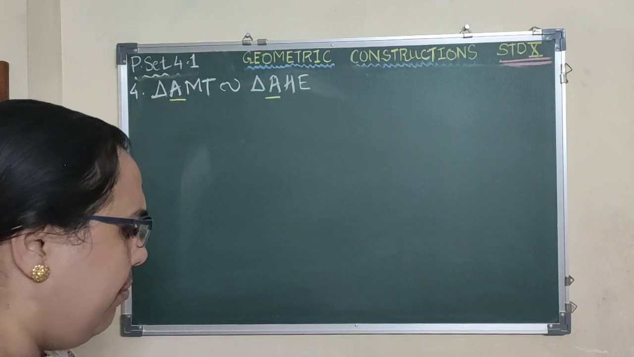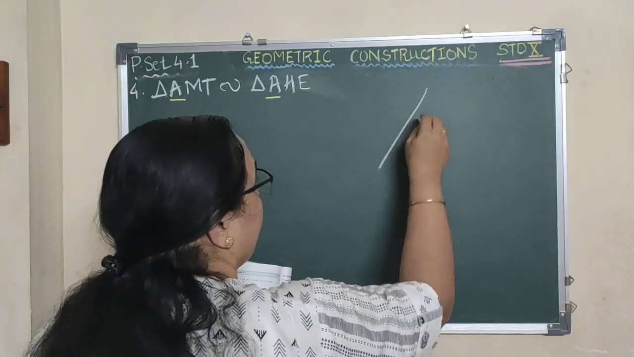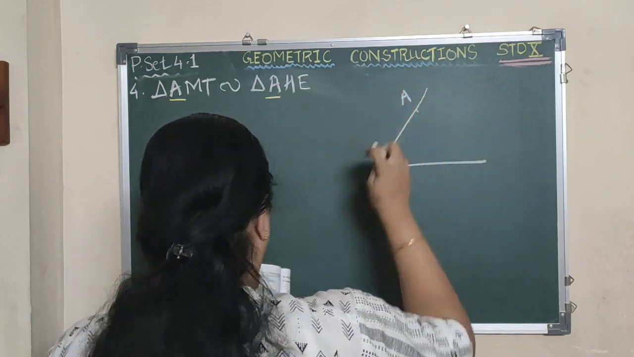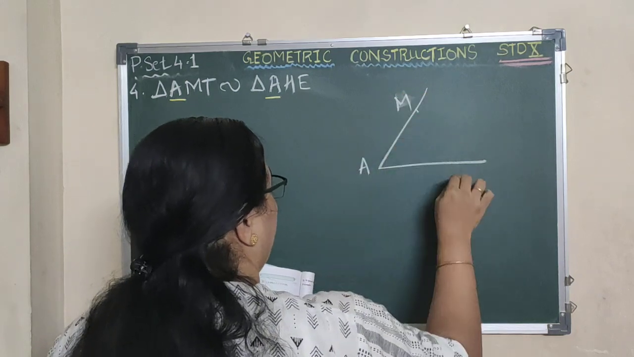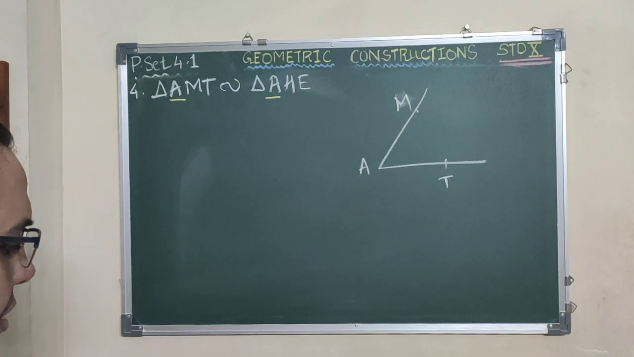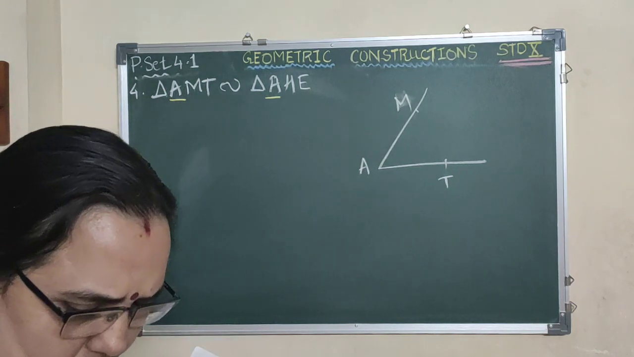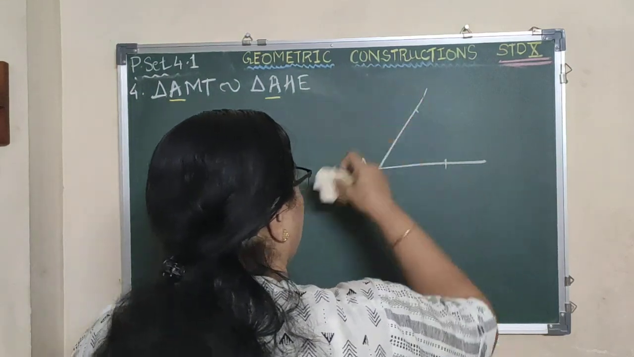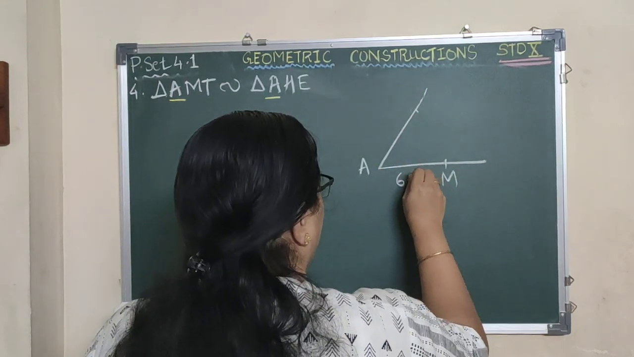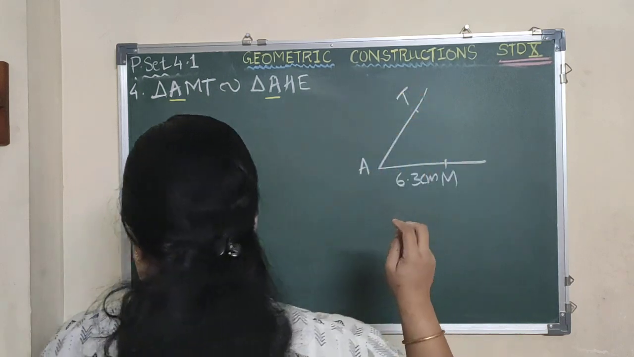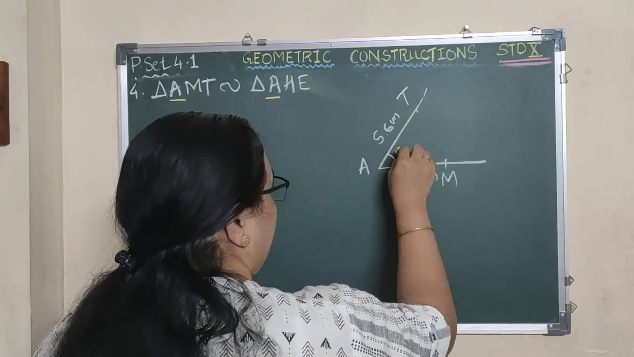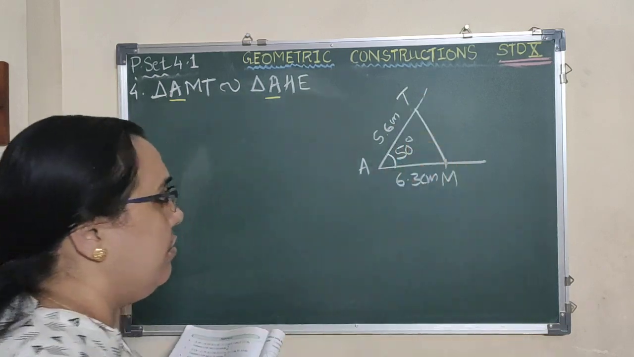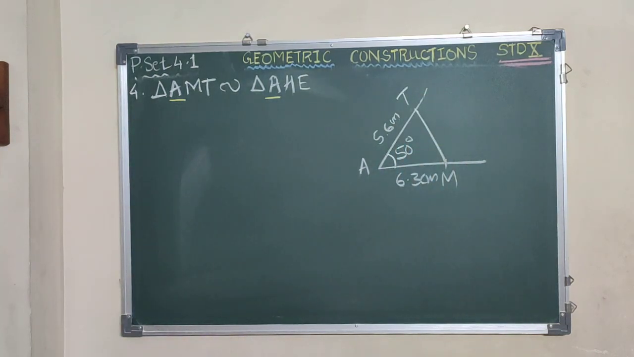So triangle AMT. The common vertex is A, so A has to come here. MT. In this, AM is 6.3, so I preferably take it here. AM is 6.3, a longer side, and AT is 5.6. This is 50 degrees, angle TAM is 50 degrees, and this is how the triangle would come as AMT. Other than that, there is a second triangle AHE.